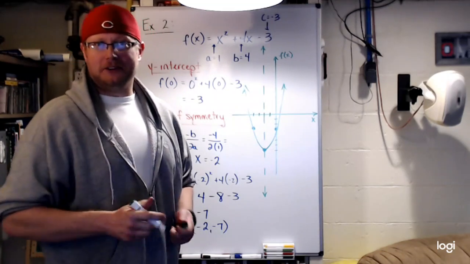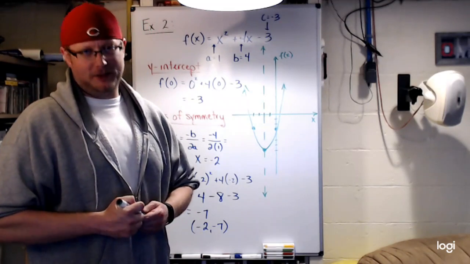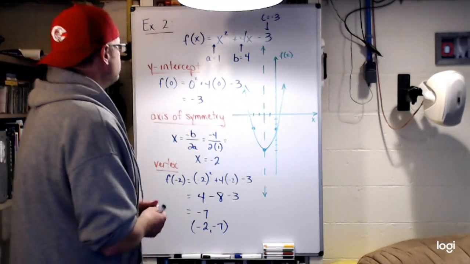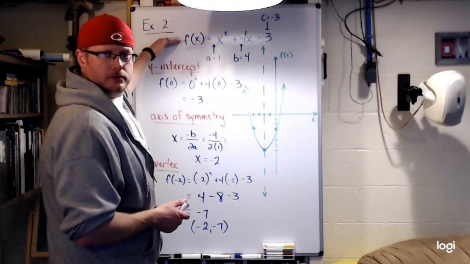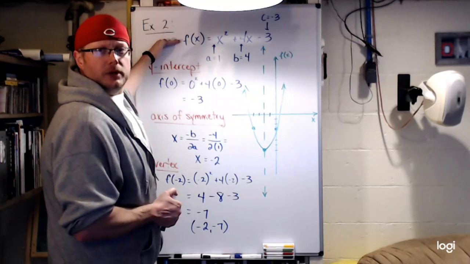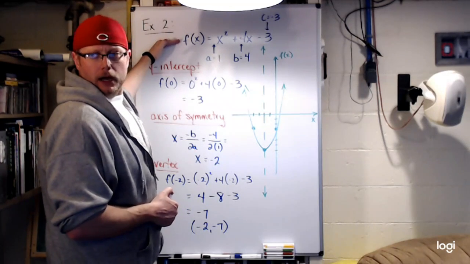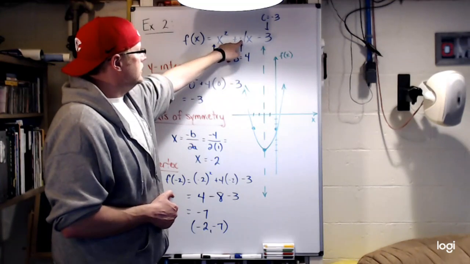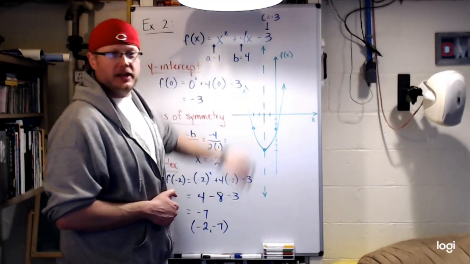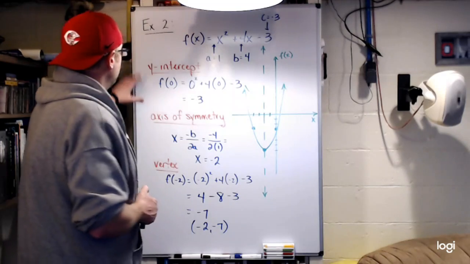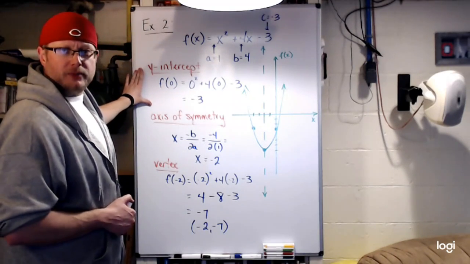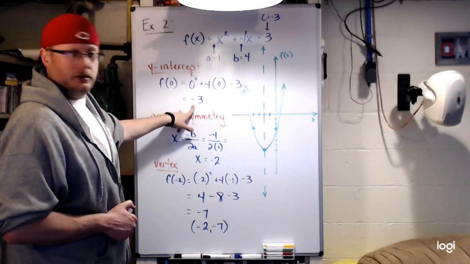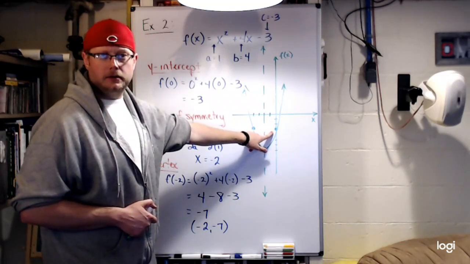As always, if you need help with a problem like this, give me a holler. I can help you out. But anyway, let me just summarize what I did here. I took my function, x squared plus 4x minus 3. I identified a, which is 1, b, which is 4, and c, which is -3. For my y-intercept, I plugged in 0 for x and simplified. I got -3 right there.